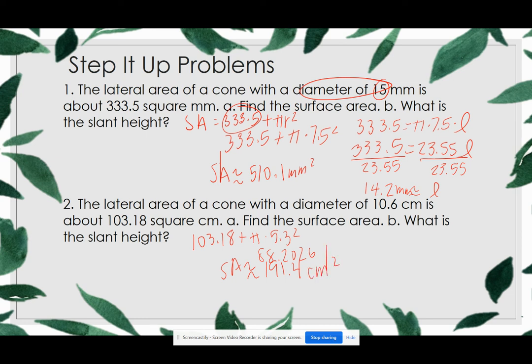And then what is the slant height? We have 103.18 equals pi times 5.3 times L. So 5.3 times 3.14 gives me 16.642, and then divide that over. 103.18 divided by 16.642 gives me an L of approximately 6.2 centimeters.